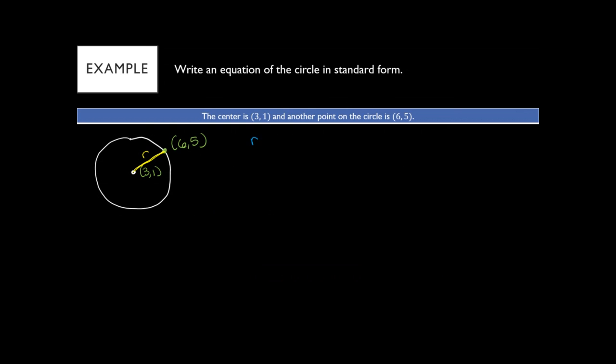So our equation of a circle is r squared, which is x minus h. So x and y in this case, we're going to use that other point that we have. So it's going to be 6 minus 3 squared. And then the equation of a circle has y minus k. So y is going to be 5. So it's going to be 5 minus 1 squared.